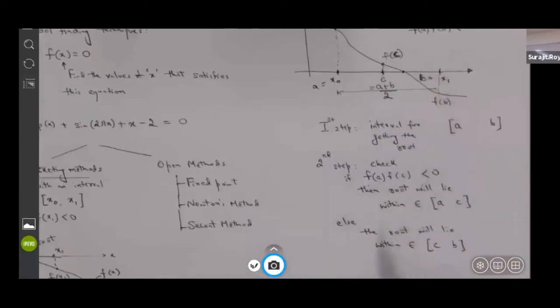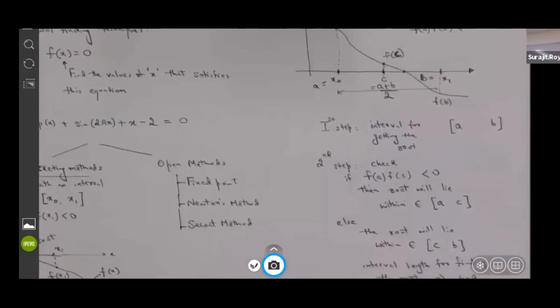So for the second step, the interval length for finding the root is equal to B minus A divided by 2. Does it make sense?